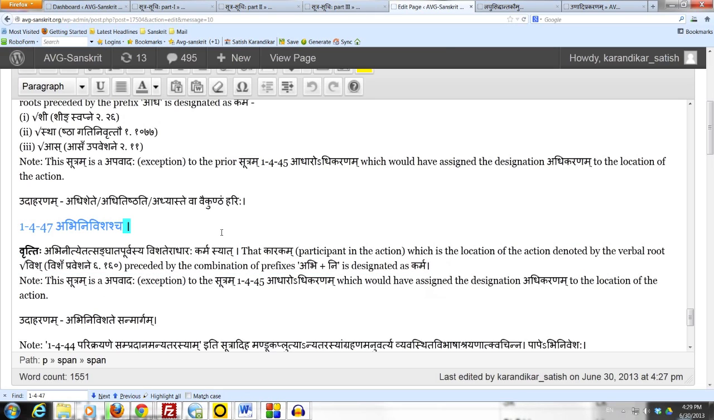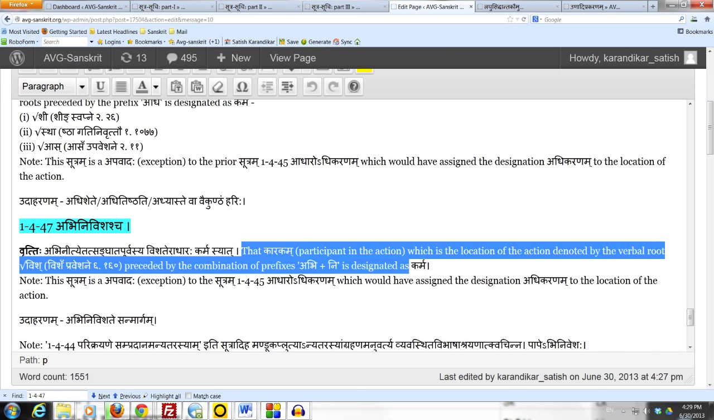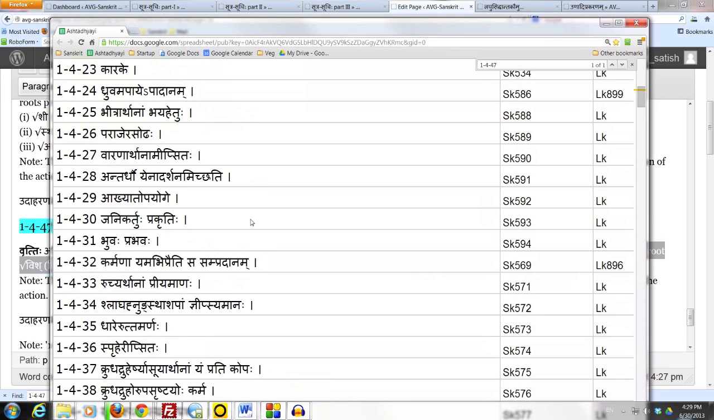Abhi ni vishascha. Vritti sutram says: abhinityetat sanghat purvasya vishateradharaha karma syat. Abhi ni iti etat sanghat purvasya vishatehe adharaha karma syat. That karakam, participant in the action. Don't forget we are in the adhikara of karake, which runs from 1423 to 1455.